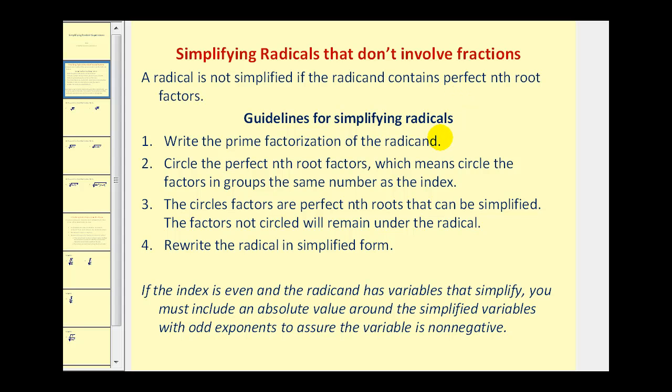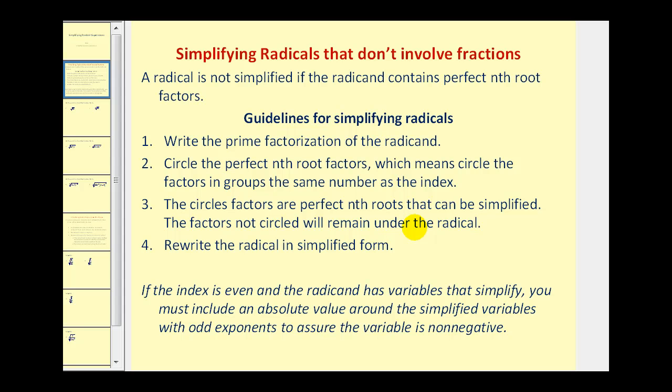We're going to write the prime factorization of the radicand. Then we'll circle the nth root factors, which means we'll circle the equal factors in groups the same number as the index. The circled factors are the perfect nth roots that can be simplified, and the factors not circled will remain under the radical. And then once we do this, we'll rewrite the radical in simplified form.